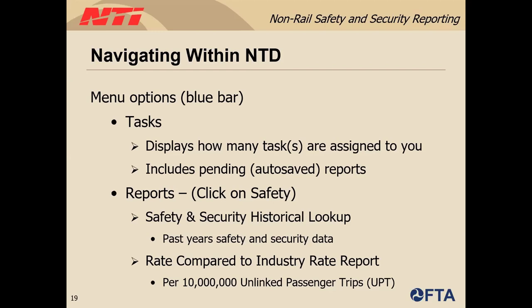One is the historical lookup form. This report will allow you to look at historical safety and security data in NTD for your agency back to 2012. Another report is the rate compared to industry rate report, which will compute and compare your agency's incident, injury, and fatality rates against the industry average per 10 million unlinked passenger trips.